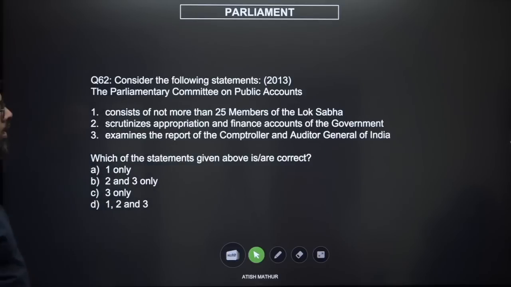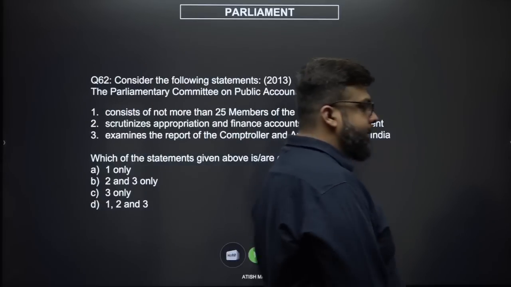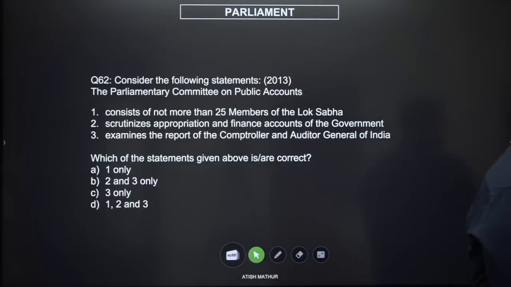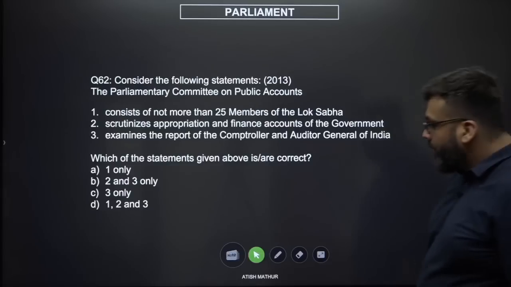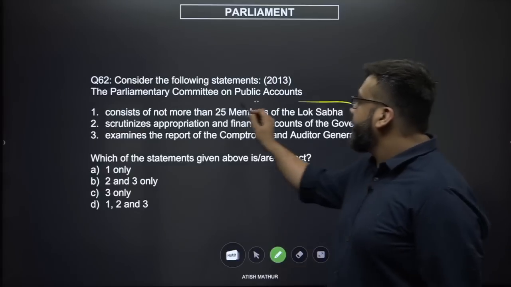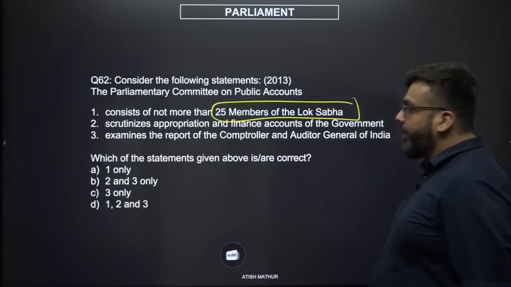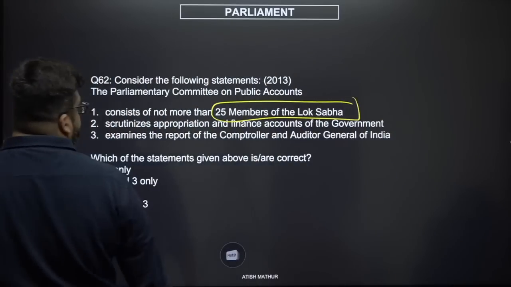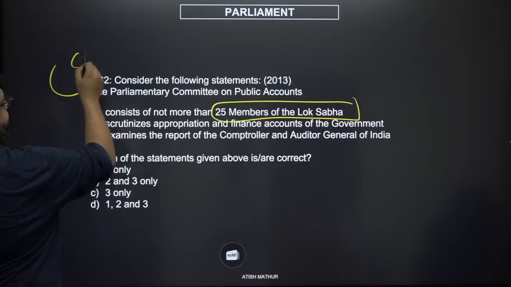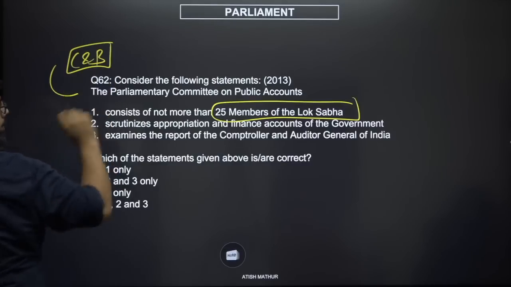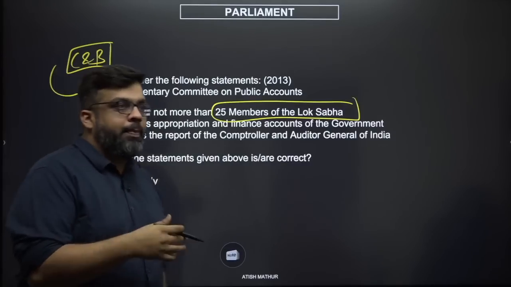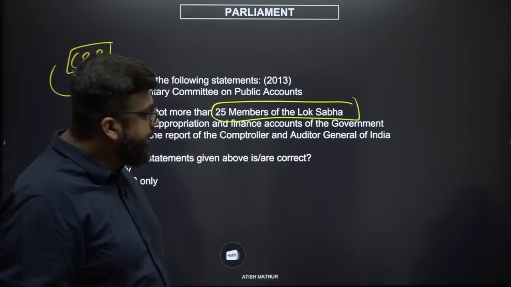62. Consider the following statements. The Parliamentary Committee on Public Accounts consists of not more than 25 members of the Lok Sabha, scrutinizes appropriation and finance accounts of the government, examines the report of the Comptroller and the Auditor General. Now, the Parliamentary Committee on Public Accounts is performing a check and balance function, right? Because it is a public account. So public accounts means how the money has been spent.